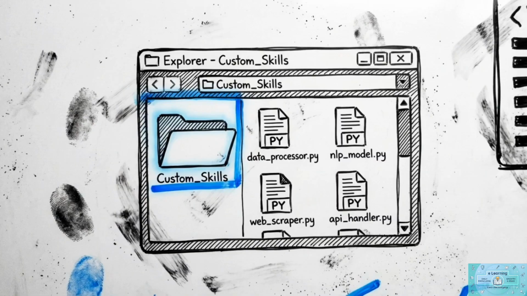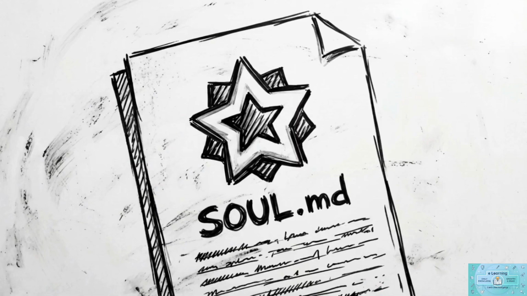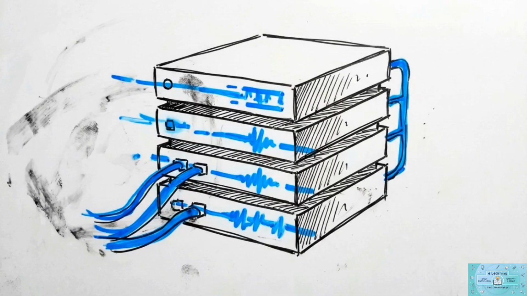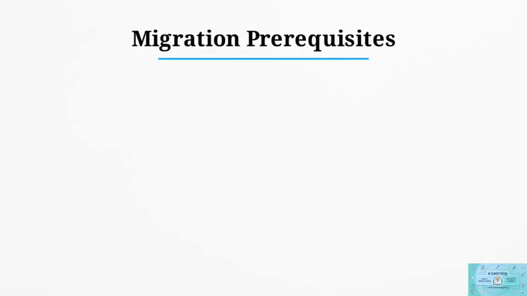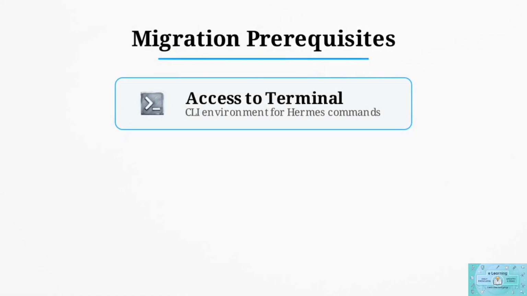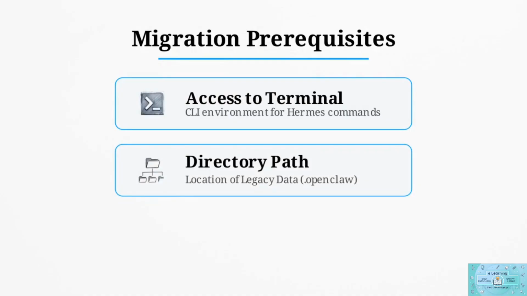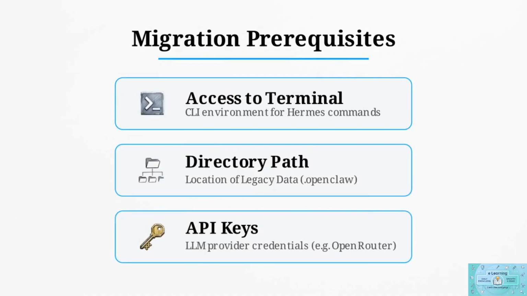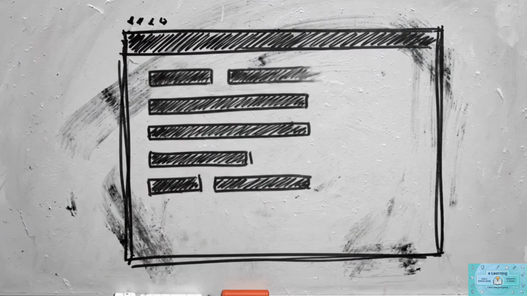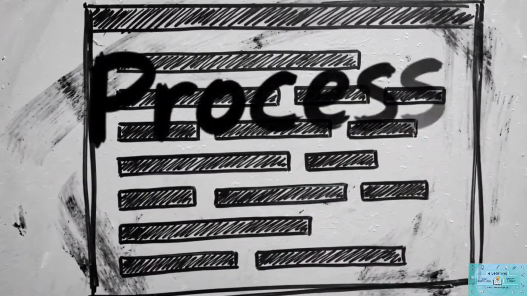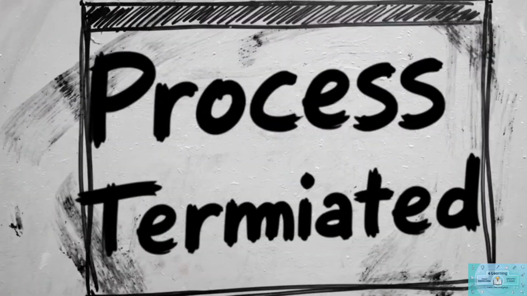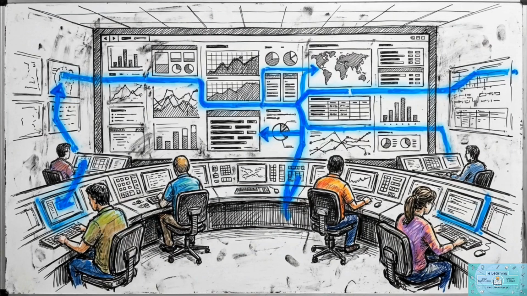That means moving your custom skills, the agent's specific personality, and its entire memory bank without losing a single line of data. Before we start, you need 3 things ready: access to your terminal, the exact directory path where your old agent currently lives, and the API keys for your preferred language model. An AI cannot run long-term automated workflows if the environment it lives in closes while you are away. Securing a stable visual interface is a strict requirement for achieving true operational autonomy.